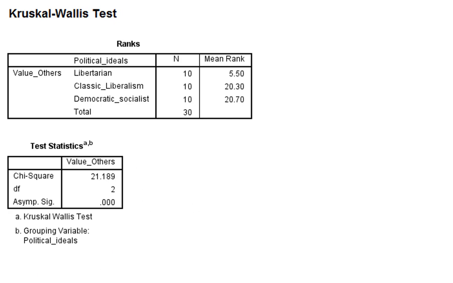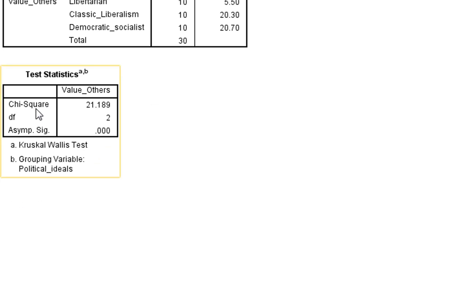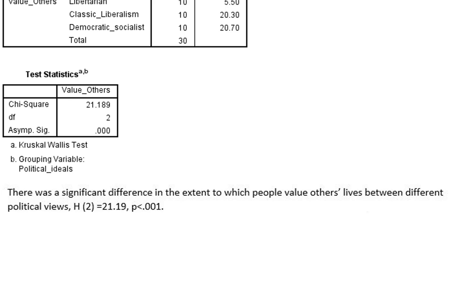If you look at our test statistic, this is what is critical. It actually produces a chi-squared statistic, but it's reported as an H, capital H, Kruskal-Wallis H test. And you can see from our asymptotic significance, we have a p-value of p less than 0.001. So we could write this up along the lines of, there was a significant difference in the extent to which people value others' lives between different political views, and we'd report the chi-squared as an H statistic, give our degrees of freedom. And degrees of freedom is basically k minus 1, the number of conditions minus 1, and we'd report our p-value.